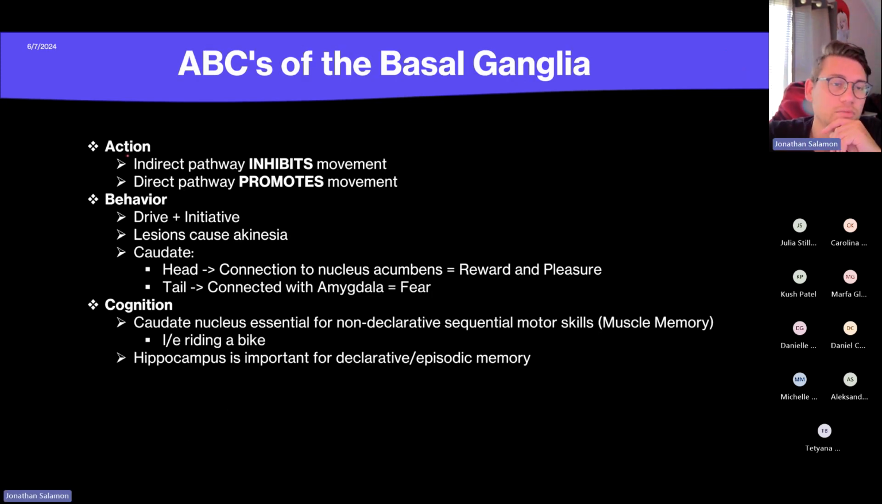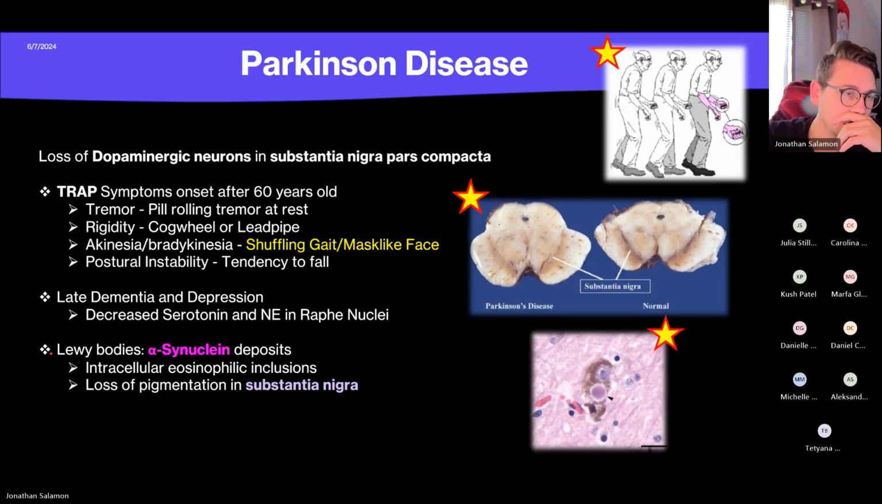We have it listed as ABC. Some people like mnemonics like this, right? Action, behavior, cognition. This isn't super useful to me, but this is a nice summary of everything that it does. If you forget for some reason, I don't know. I got nothing. Parkinson's disease, unbelievably high yield, stupidly high yield.